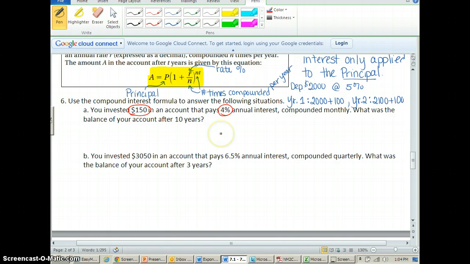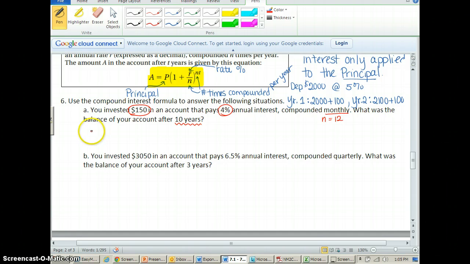4%, that's our rate. Compounded monthly, that means 12 times. That's our N. Okay? And then T, again, is time in years. So first we're going to write the equation, and then we're going to plug in 10 for T to figure out how much we actually get.